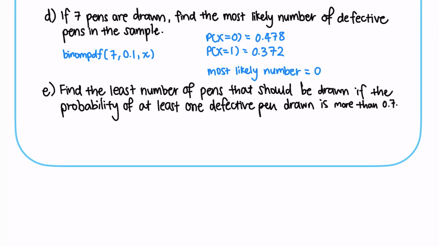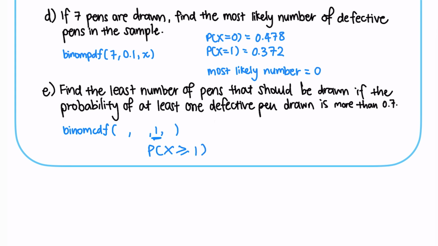Now the last question. Find the least number of pens that should be drawn if the probability of at least one defective pen drawn is more than 0.7. Oh wow, this is a lot to take in. Let's break it down. Now we want at least one defective pen, so we want P(X) more than or equal to 1. And as such, I want to use Binomial CDF.